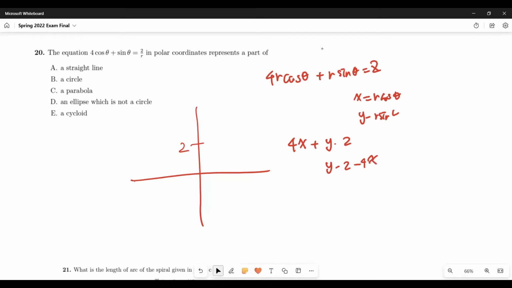Still loading apparently. So that's gonna be 2 over 4, so it's looking like this. Okay, so that's why the answer for this question is just a straight line.